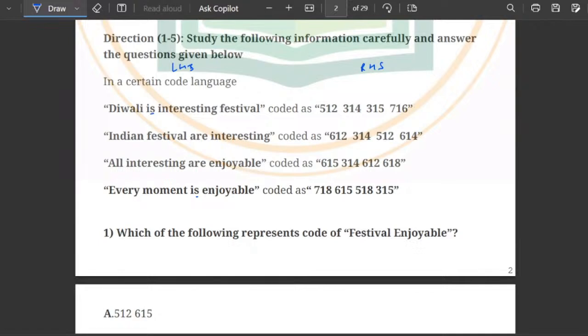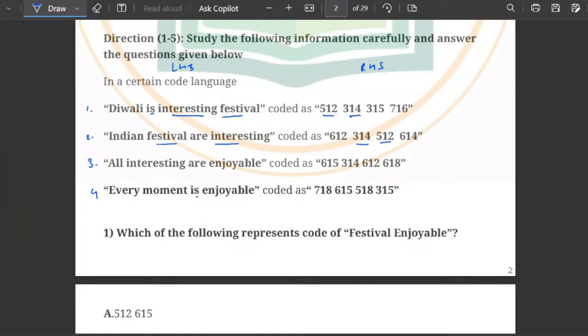Now, on the left hand side you have to find the common word. Let us call these the first, second, third and fourth statements. What is common in first and second? Diwali is interesting festival and Indian festival are interesting. Festival and interesting are the two common words on the left hand side. Now let us see the two common numbers on the right hand side: 512, 512 and 314, 314.